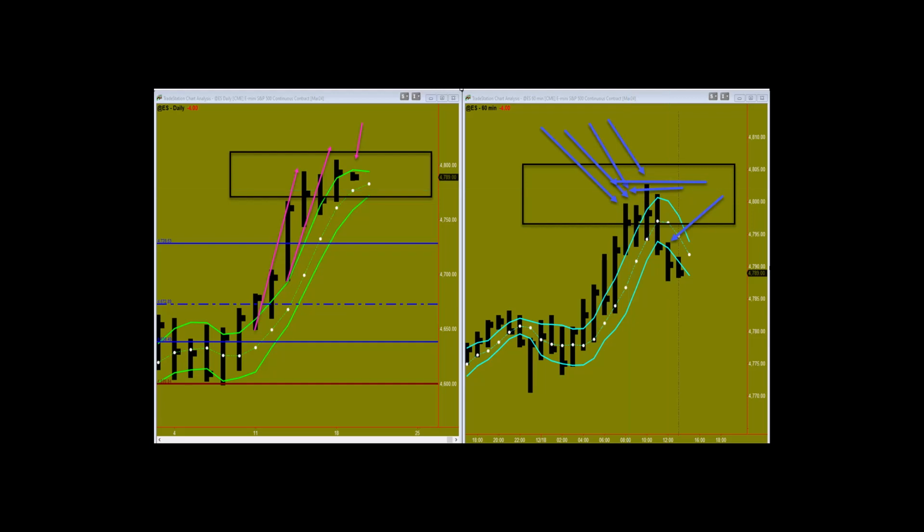And if you were to add a 15-minute chart to this, then you'd get a little bit more early notice. A 15-minute would start to lead the way, and then the 60-minute would start to follow.